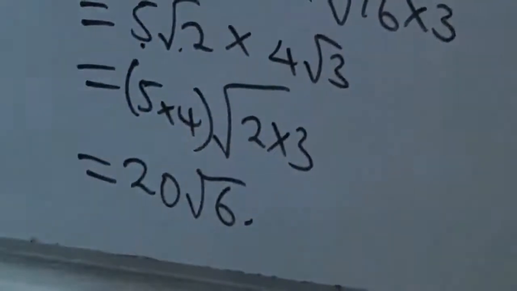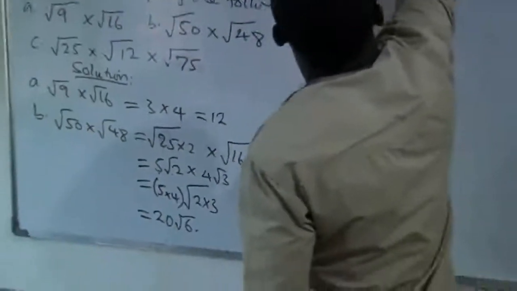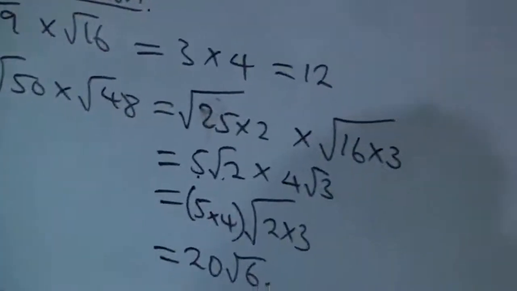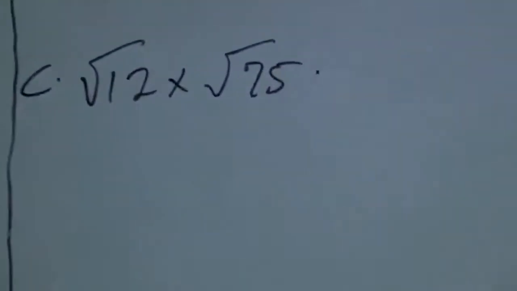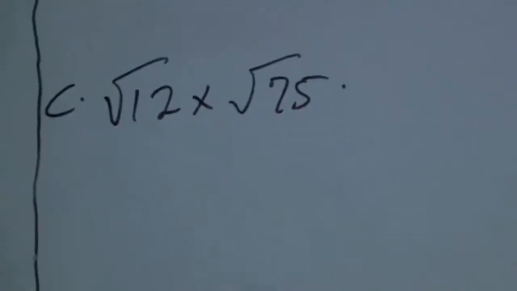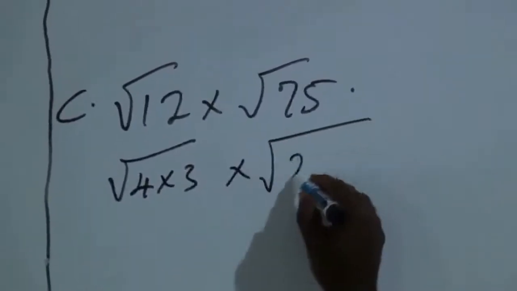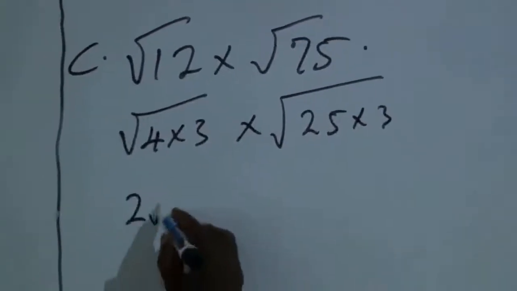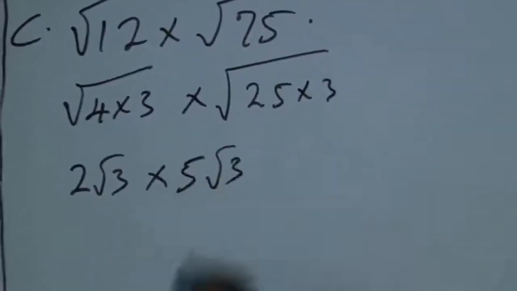Simple. Okay? Then the next one we have is square root of 12 times square root of 75. Now, what is square root of 12? 12 is not a perfect square, and 75 is also not a perfect square, so we also have to simplify it. That means 12 is 4 times 3, and 75 is 25 times 3. Now, what is the square root of 4 here? We have 2 root 3 times the root of 25 here. We have 5 root 3.